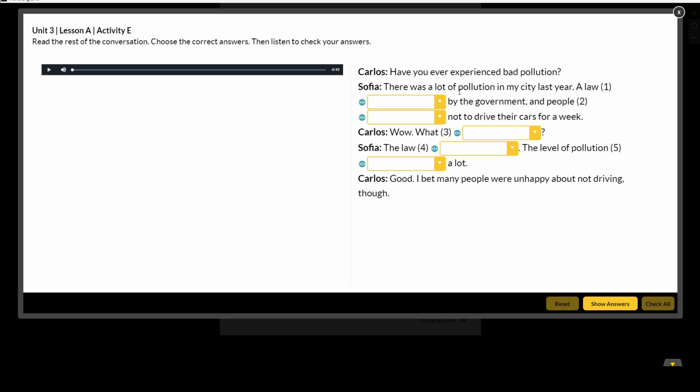Okay. Have you ever experienced bad pollution? There was a lot of pollution in my city last year. A law was passed by the government and people were told not to drive their cars for a week. Wow! What happened? The law worked. The level of pollution was reduced a lot. Good. I bet many people were unhappy about not driving, though.